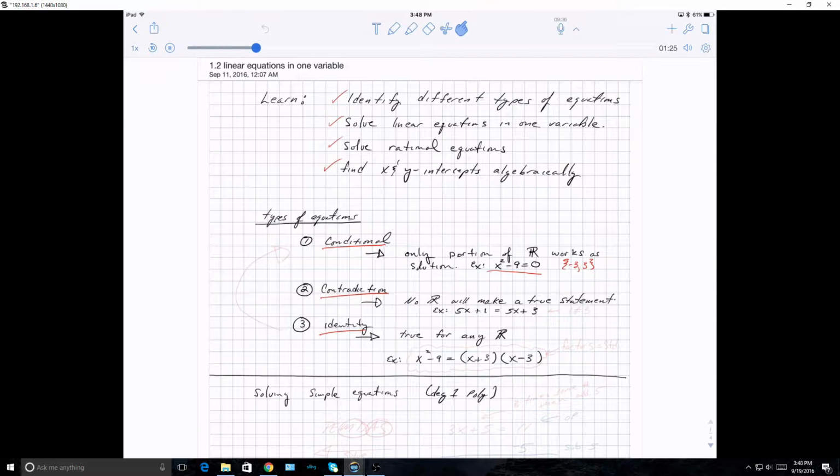If we look at contradiction here, we can clearly see that 1 does not equal 3, and there is no way that a real number will ever make this statement true. And if we focus in on the identity, we have this wonderful example here, which states almost the same thing as the conditional example, but there is a much bigger difference: we have the factors equaling the standard form, if you will. And this works for any real number.